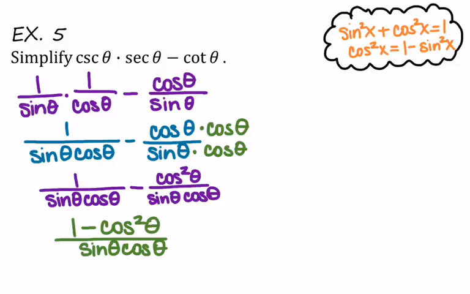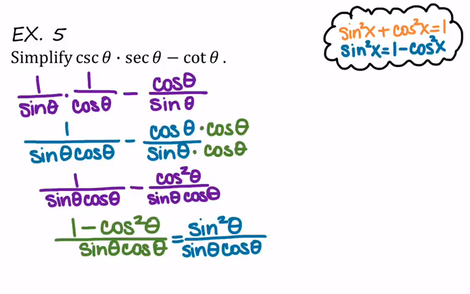Now I'm going to go back to the cloud to one of those Pythagorean identities, and this time I want to rearrange it so it helps me for this problem. So if I subtract the cosine squared on both sides, then sine squared equals 1 minus cosine squared. Remember, rearranging doesn't change the identity, it's just another form of it. So back in our problem, I can replace 1 minus cosine squared with sine squared. And on the bottom, I still have sine theta times cosine theta.